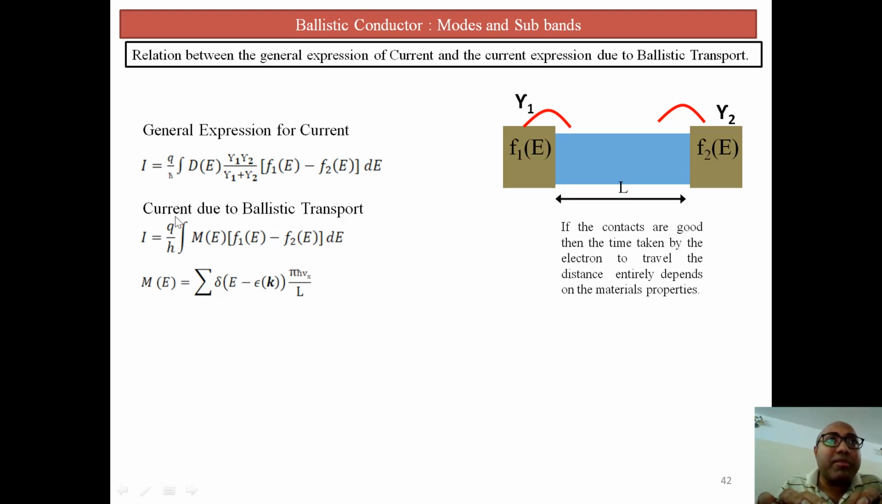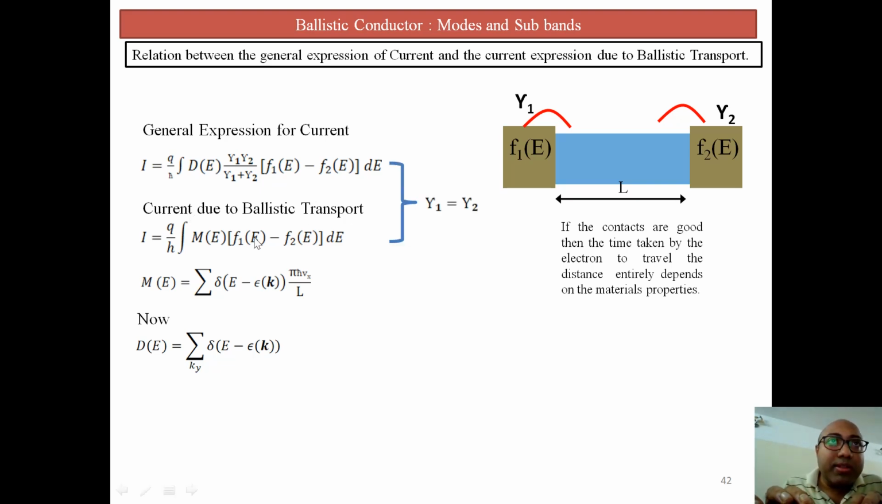So in general, what is my current due to ballistic transport? As we just read, q/h, ME, f1, f2, dE. And what is ME? We have calculated it: delta function, pi h bar Vx over L. Now we have a general expression for the current due to ballistic transport. Let's find out the relation between these things.